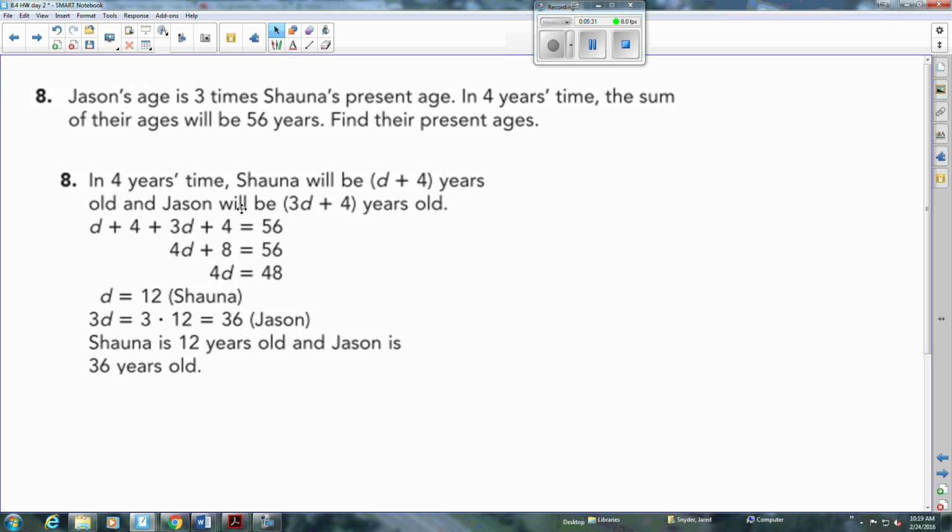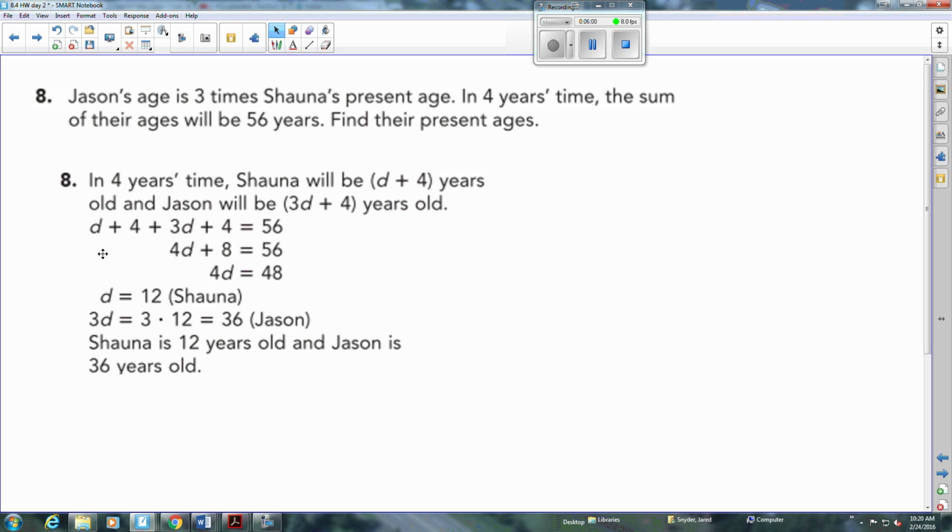Jason's age is 3 times Shauna's age. In 4 years' time, the sum of their ages will be 56 years. Find their present ages. This one was tough. It says, in 4 years' time, Shauna will be D plus 4. Okay, that makes sense. And Jason will be 3D plus 4 because he's 3 times her age plus another 4.